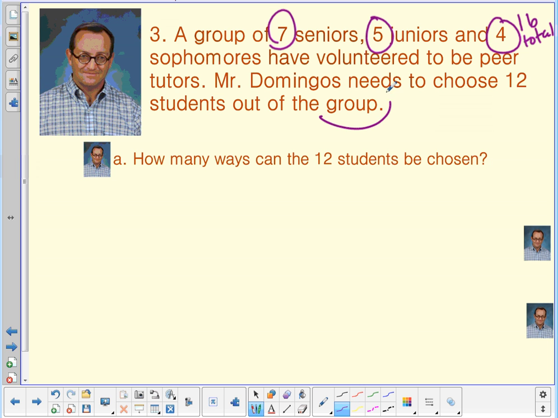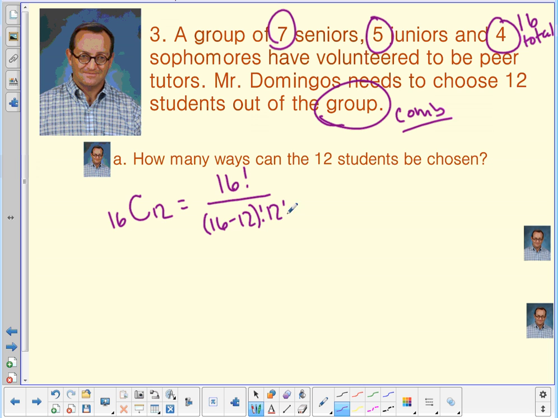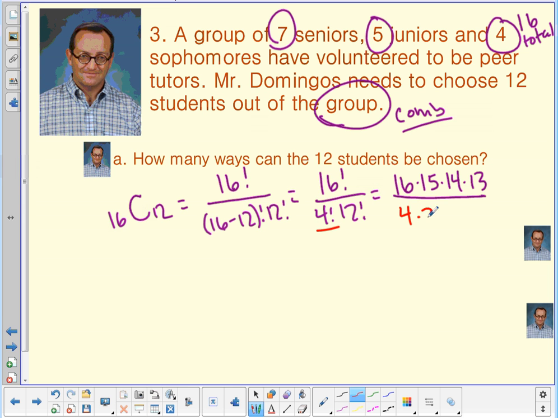We're talking about peer tutors in a group. This is a combination because we don't care about the order. So I have 16C12, which is 16 factorial over 16 minus 12 factorial with that extra 12 factorial on the bottom. So that's 16 factorial over 4 factorial, 12 factorial. That's going to give me 16 times 15 times 14 times 13, and then 12 on down is going to cancel. But since it's a combination, I have that extra 4 times 3 times 2 times 1 on the bottom. So when I calculate that, I end up with 1,820 ways. Okay, so that's your total.